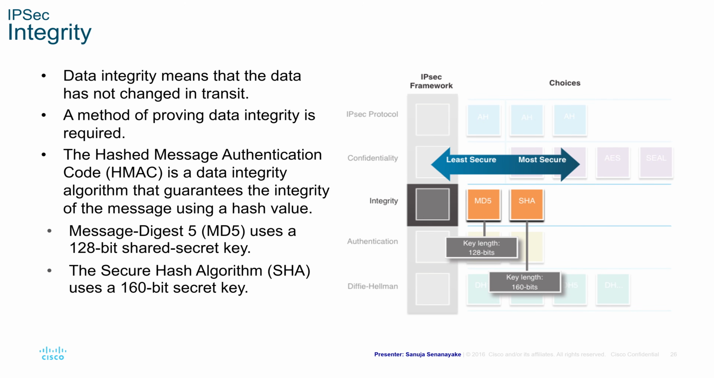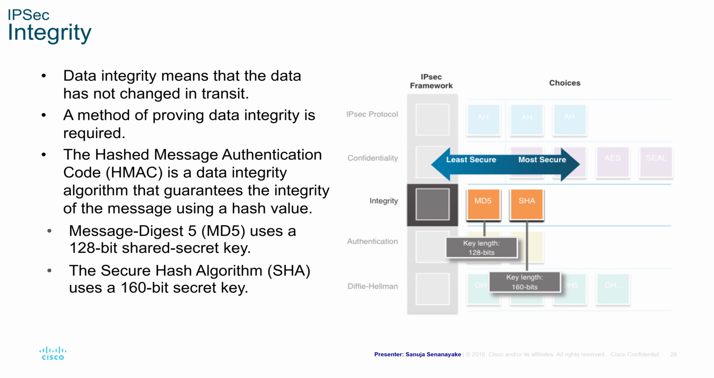Next, we're going to look at integrity. Data integrity means that the data has not changed in transit. It's like fingerprinting something. A method of providing data integrity is required. The Hash Message Authentication Code, also known as HMAC, is a data integrity algorithm that guarantees the integrity of the message using a hash value. The hash value is like a fingerprint, just to make sure that the data is good on both ends, so the data sent from the originator is the same as what the receiving end gets.